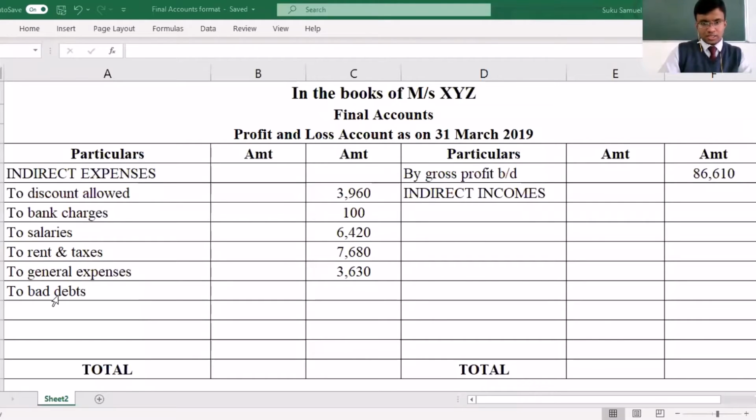Okay, we have one more expense that we had missed out, which is insurance. Insurance is 750.